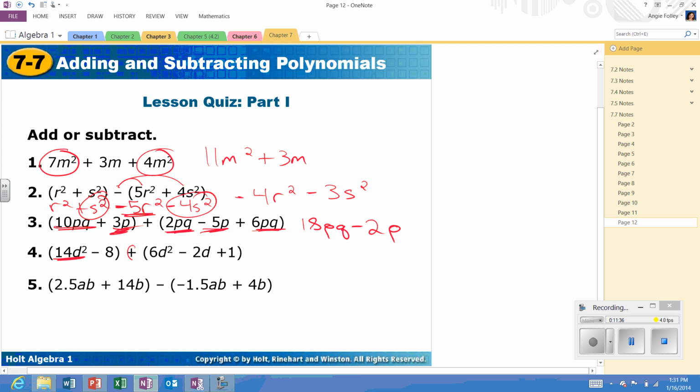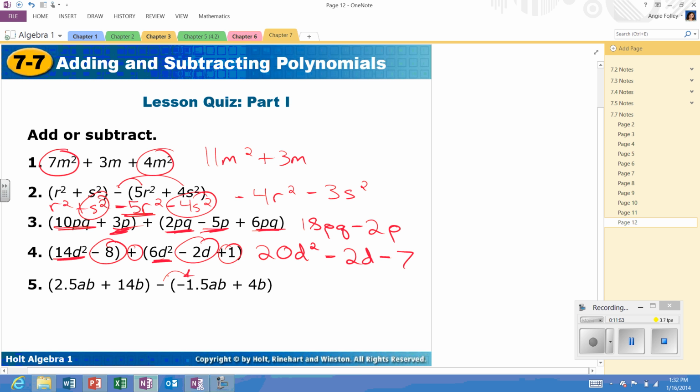4d squared, since I'm adding, I don't have to change anything. And 6d squared becomes 20d squared. There are no other d's, so it's just minus 2d. And then I have a 1 and a negative 8, so that becomes a negative 7.